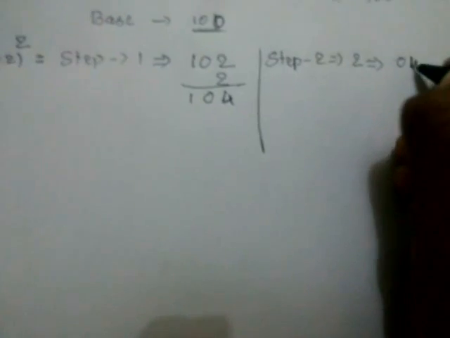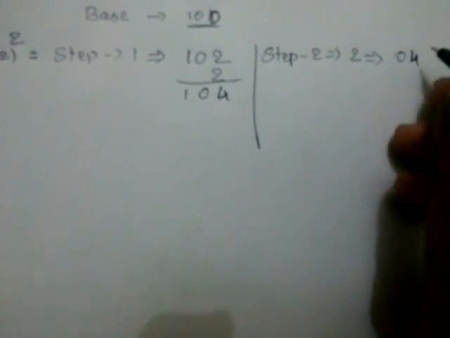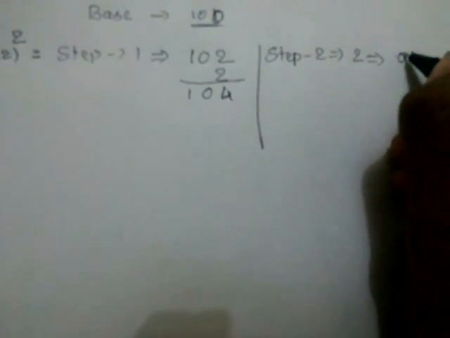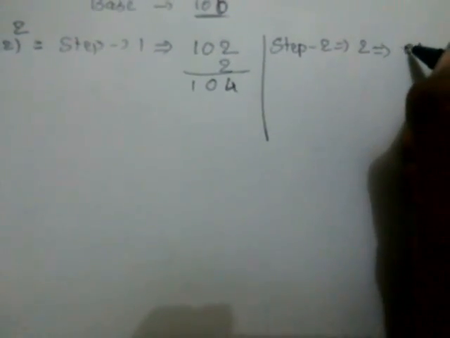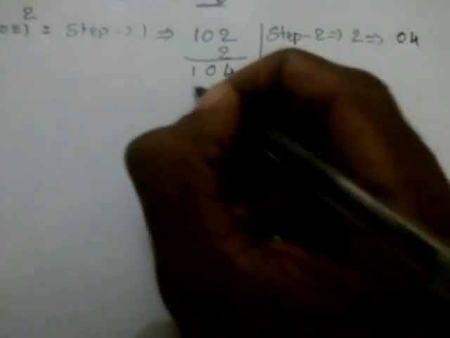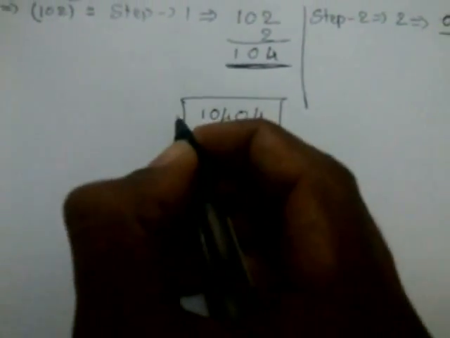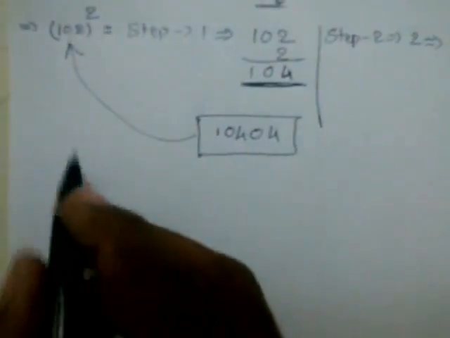But remember, as we explained earlier, if you get a single digit by squaring a number, we put 0 as a prefix. Okay, so we just now have to make a combination of these two. It will become 10404. This is the answer for 102's square.